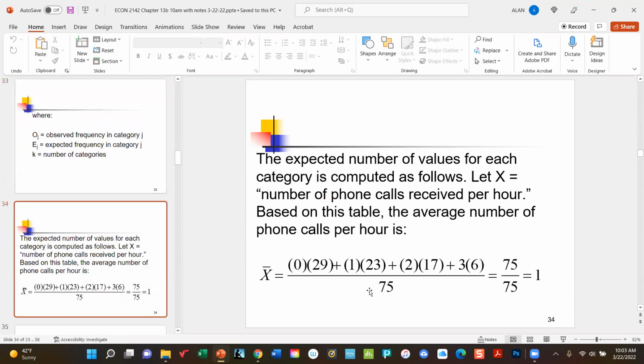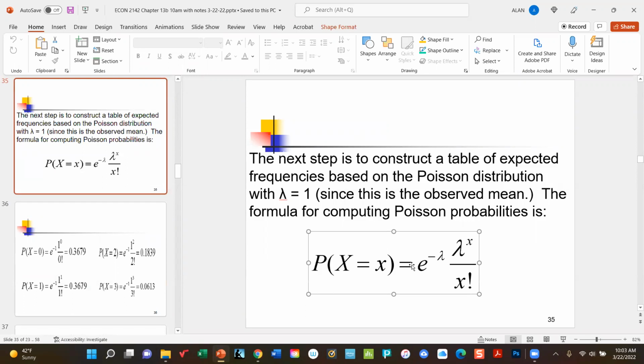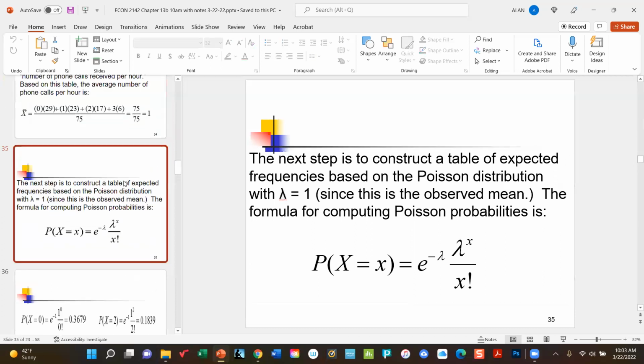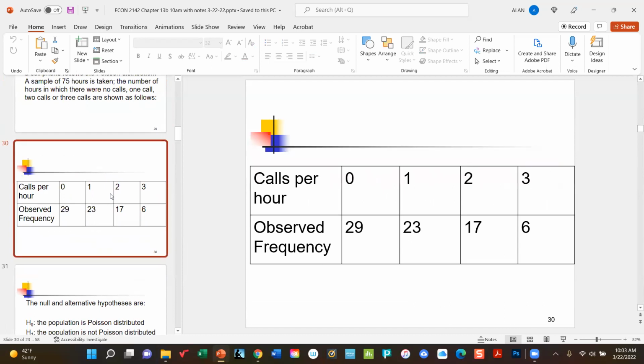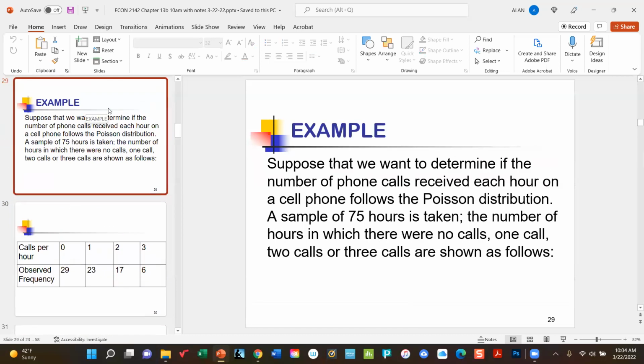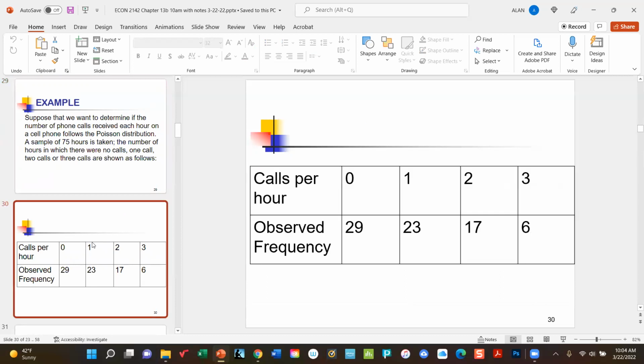So let me just skip ahead and see if here it is. This is the formula that you use to calculate Poisson probabilities. And of course, that Greek letter lambda here is the average number of events per unit of time. So for this particular example that we used, we were told that we took a sample of 75 hours, and in those 75 hours, we observed how many phone calls there were. And as it turns out, in every case, there was anywhere from 0 to 3 phone calls. There were no hours with 4 phone calls. So this is all of our data. And the results are here.